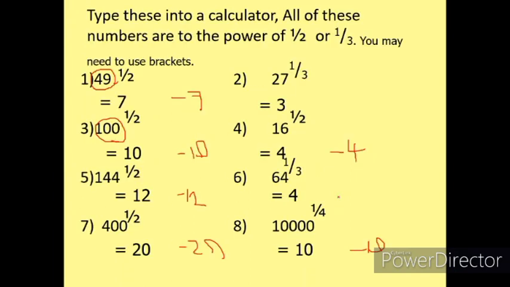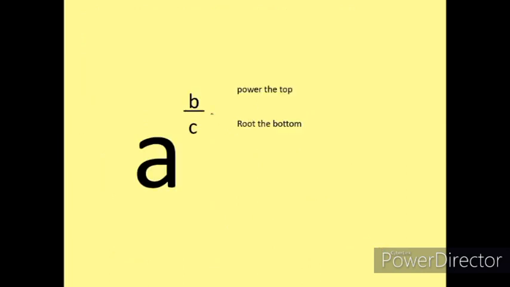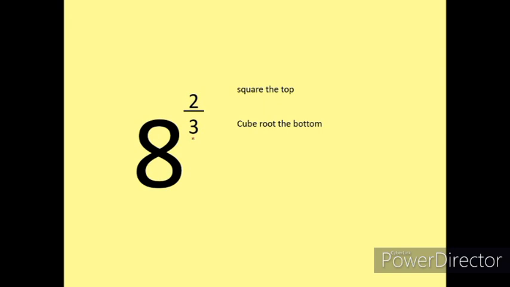Okay? And this is where you need to really realise what's going on. I power whatever's on the numerator, and I root whatever's on the bottom. You can do this in either order, but obviously one way is easier than the other.